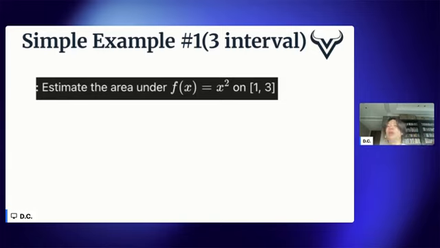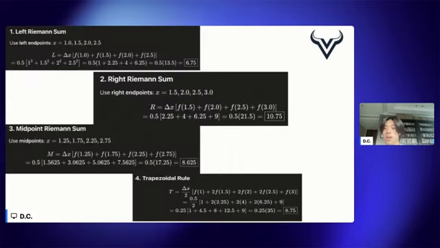Here is a simple example: estimate the area under f(x) equals x squared, same as the last figure, from 1 to 3. You're asked to use 3 intervals, or maybe 2, I forget which. I wrote 3 here. We're going to do all four methods. This is straightforward. Pause the video and try it yourself. 3, 2, 1, okay. I think if you're finished, we're going to the solutions.